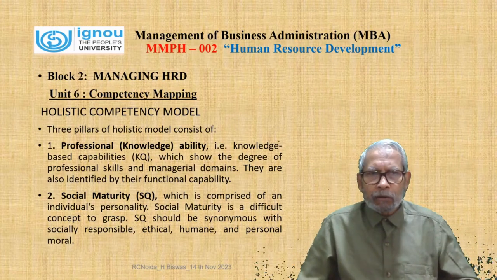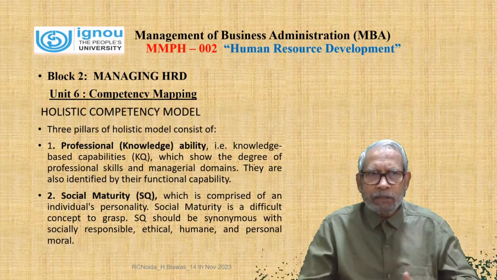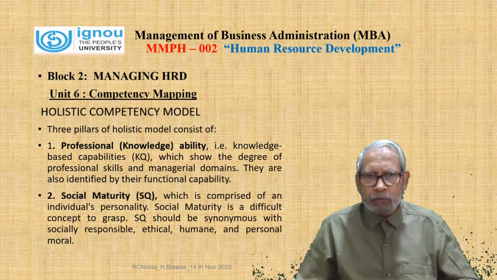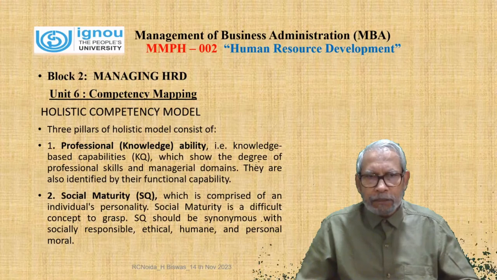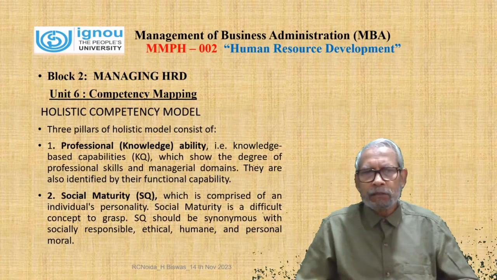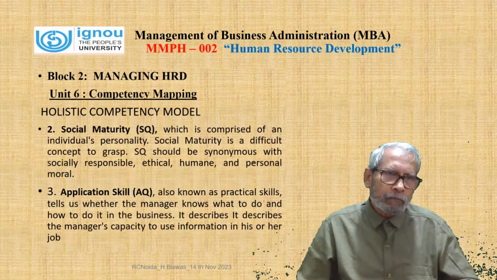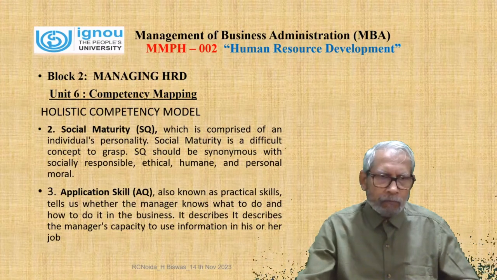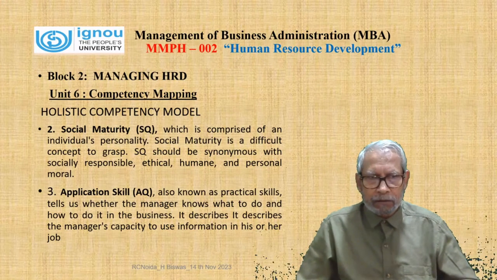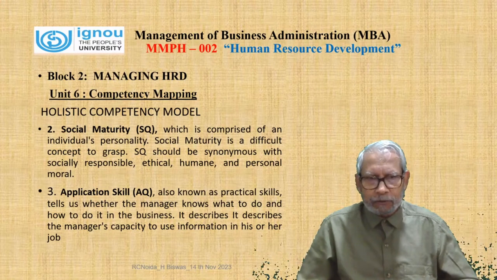Here, actually, I'm talking about the pillars. A holistic model consists of all these parameters, which should be there. Social maturity, in short SQ, comprises an individual's personality. Social maturity is a difficult concept, synchronized with social responsibility, ethical, human and personal morals. Application skill is also practical skill. It tells us whether the manager knows what to do and how to do the business.